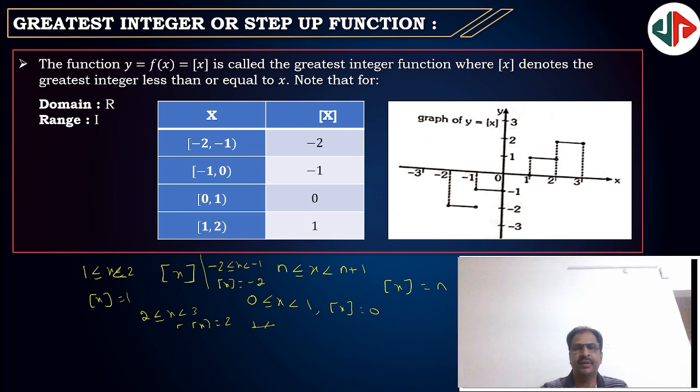And step x is defined for all real values of x, so the domain is capital R. And if you look at step x values, step x at 0, step x at 2, step x at minus 2, step x at 1, the range is always integers, so the range is the set of integers and the domain is capital R.